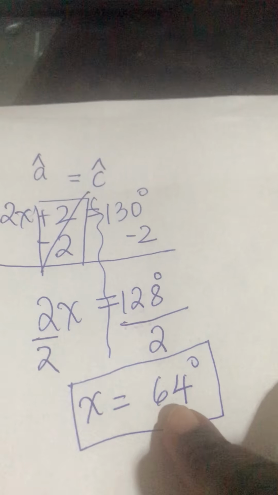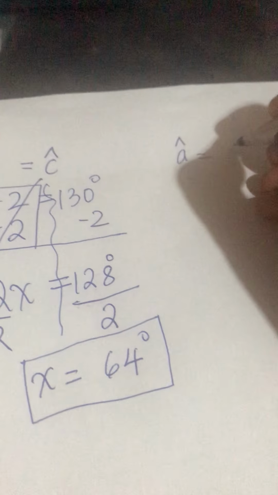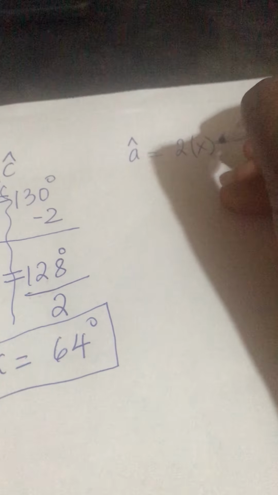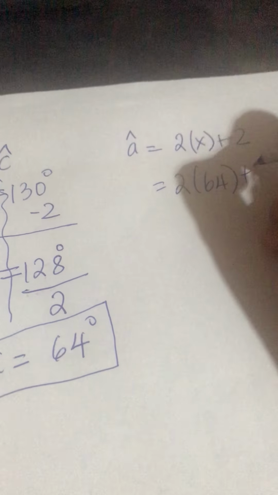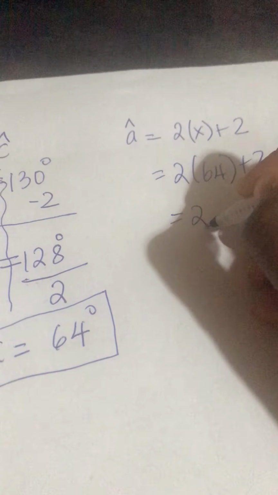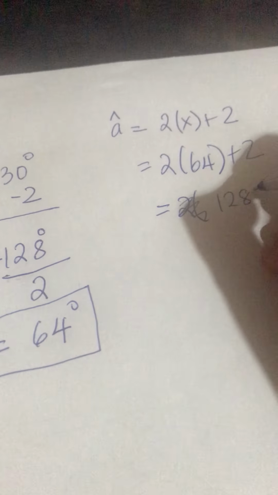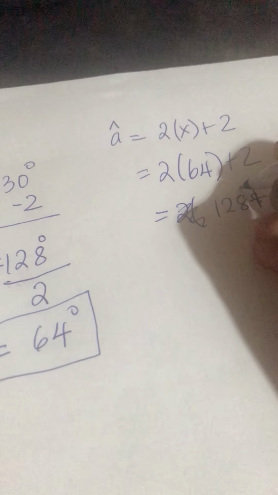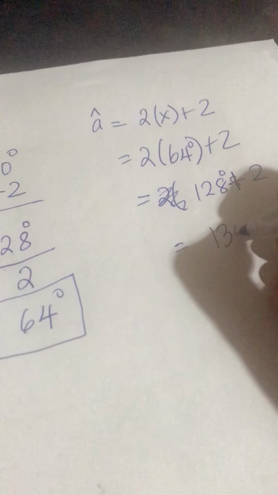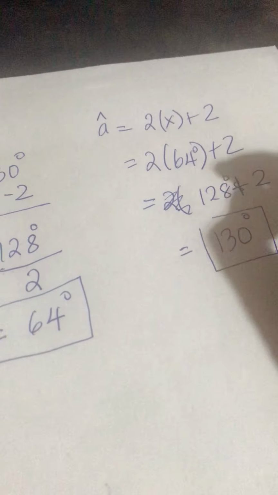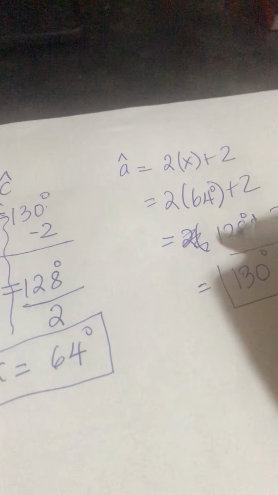I have found X. Now, if I want to find angle A, I will do angle A equals 2x plus 2. 2 times 64 plus 2. 2 times 64 is 128 plus 2. Please put your degrees. And 128 plus 2 is 130 degrees. And there I have proven that angle A and angle C are the same.